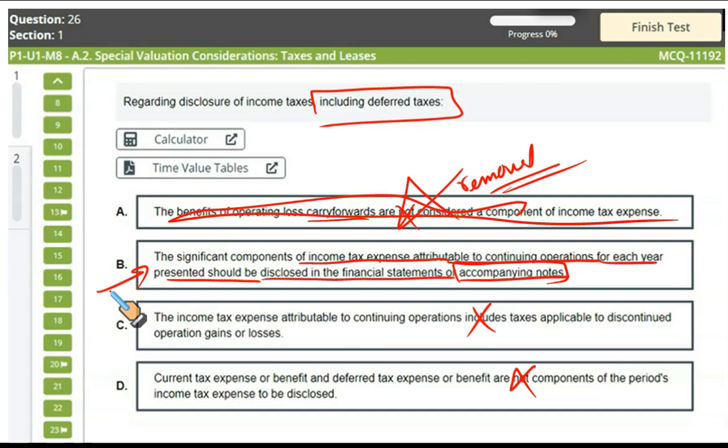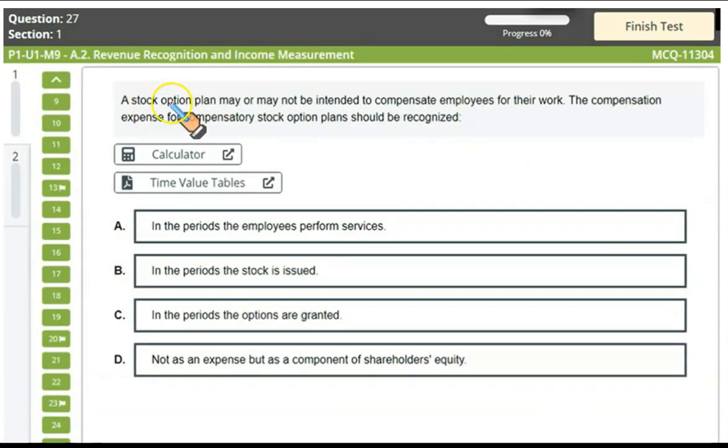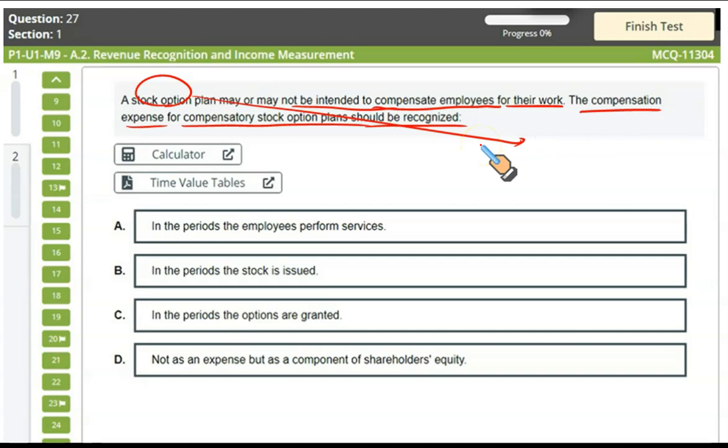Next. A stock option plan may or may not be intended to compensate employees for their work. Stock options as compensation to employees. The compensation expense for the compensatory stock option plan should be recognized. We can give stock options or stocks to our workers in two ways. One, a stock option that is exercisable maybe after 10 or 15 years. And other, a stock option as compensation as a part of your salary.